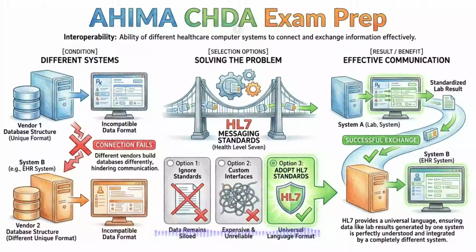The ability of different computer systems to connect and communicate effectively is known as interoperability. Achieving interoperability is difficult, because different software vendors often build their databases completely differently. To solve this problem, the healthcare industry relies on strict messaging standards like Health Level 7, commonly called HL7. HL7 provides a universal language format that ensures a lab result generated by one computer system is perfectly understood by a completely different electronic health record system.